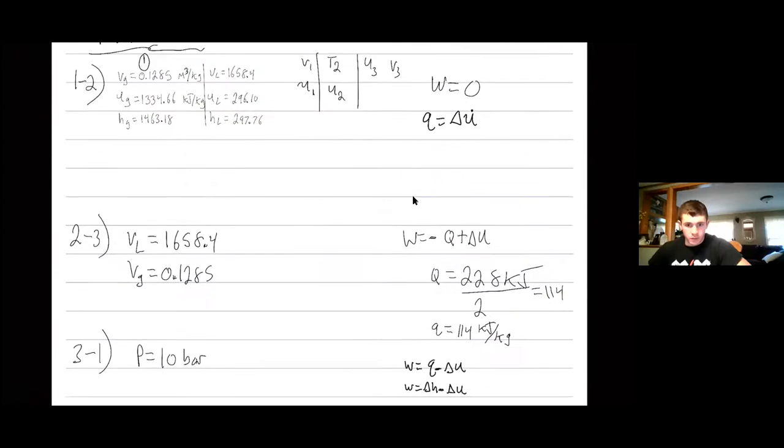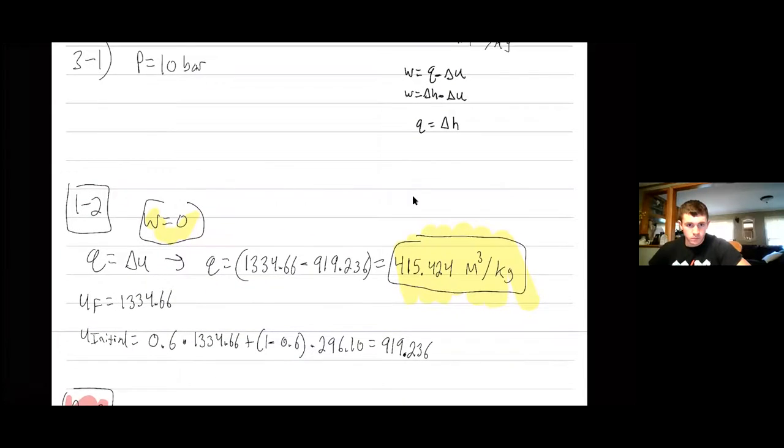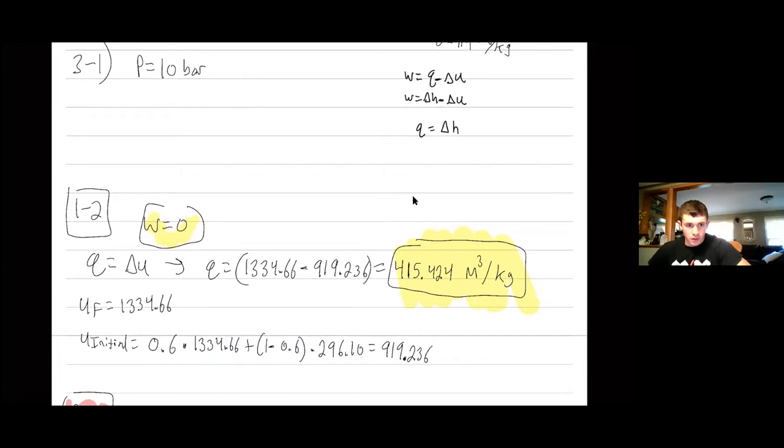I'll show you the work. I got the first part correct, I think, if I use the right value.